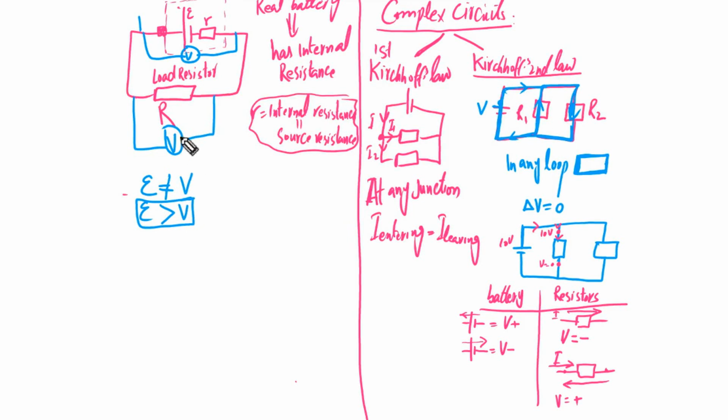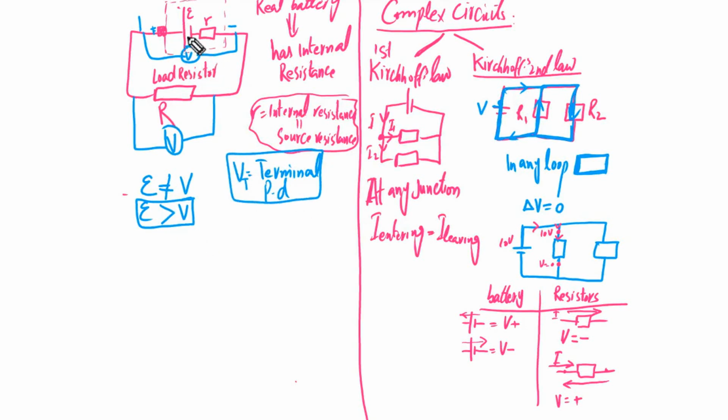This V we give a special name. This V is called the terminal potential difference. Why is it called terminal potential difference? Because you are connecting across the terminals of the battery. This is the positive terminal, this is the negative terminal. So we call it terminal PD, or we can say VT here.